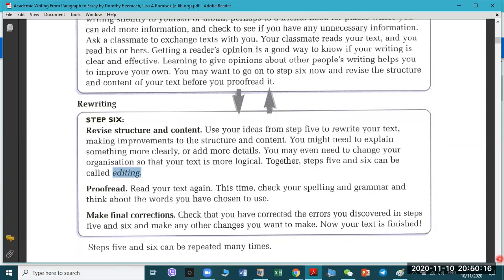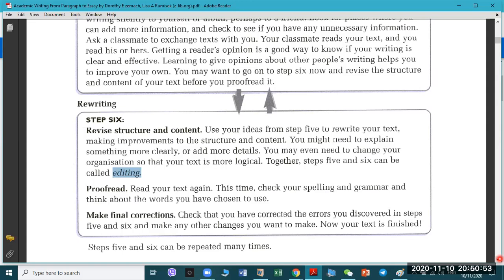Finally, in rewriting, you should make final corrections. After you proofread your text, you should do the following: make final corrections. Check that you have corrected the errors. If you found any mistake or any error, you should correct them. You discovered in steps 5 and 6 and make any other changes you want to make. Now your text is finished.